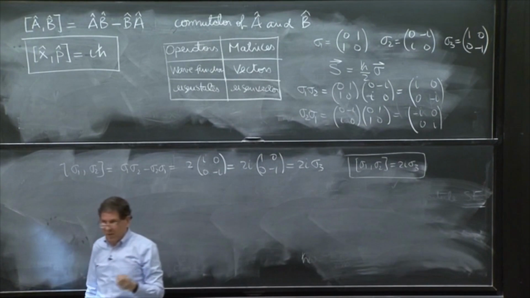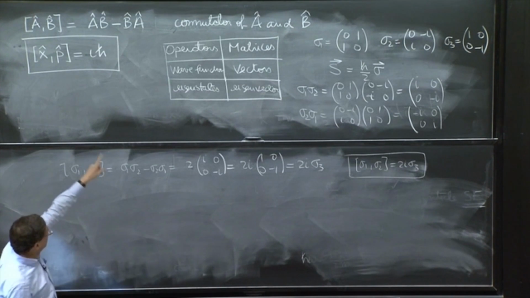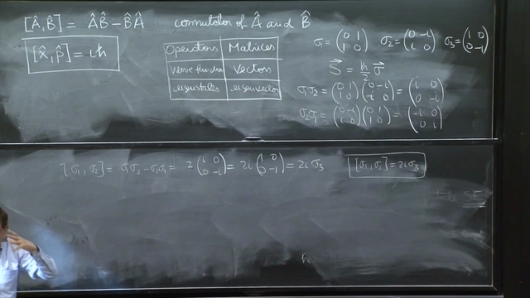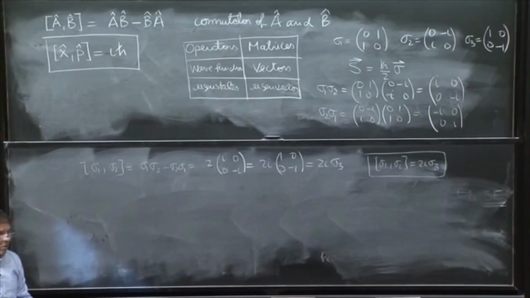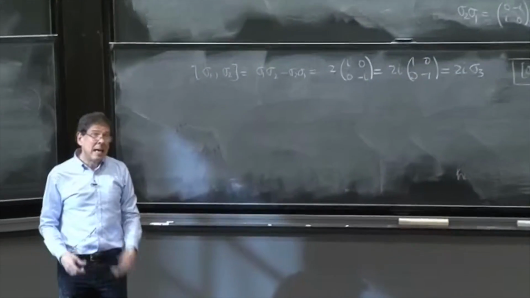In fact, you can write matrices for x and p. This correspondence is not just an analogy. It's a concrete fact. You will learn, not too much in this course, but in 805, how to write matrices for any operator. They're called matrix representations. And therefore, you could ask, how does the matrix for x look? How does the matrix for p look?